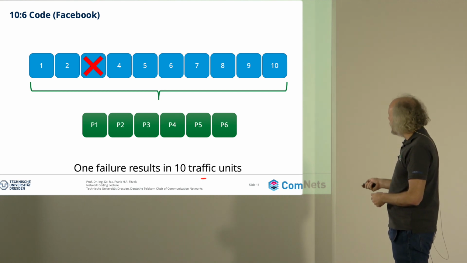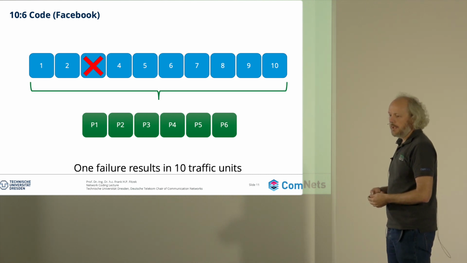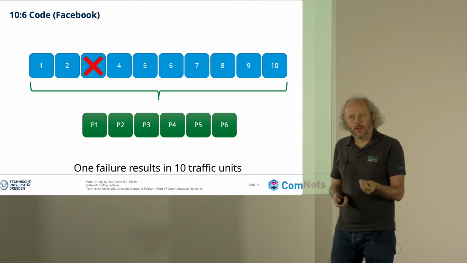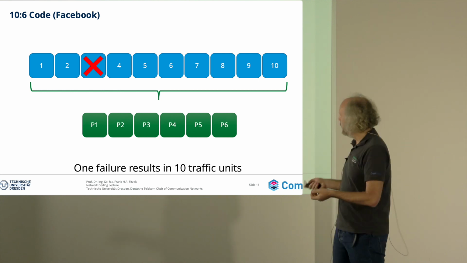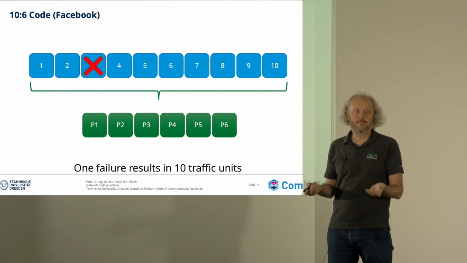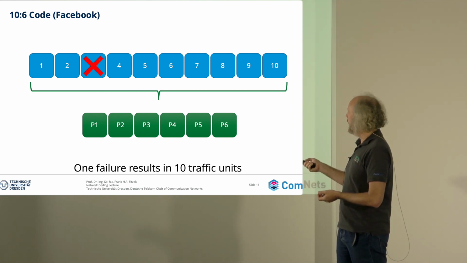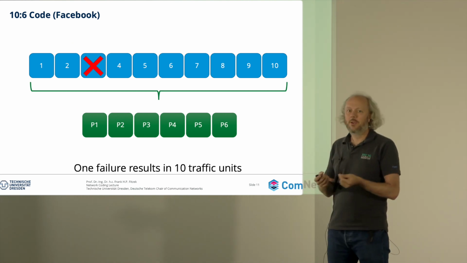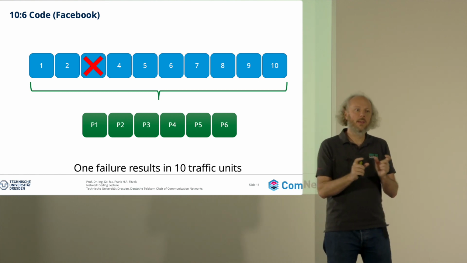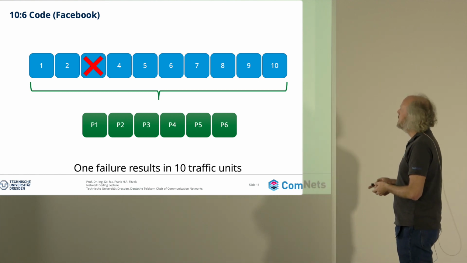So this is one failure resulting in 10 traffic units. Can you improve the situation? I mean, even if you put more redundancy here, nothing will happen. You always need the minimum 10 to repair that. But what you could do is structure the repair mechanisms in a different way.